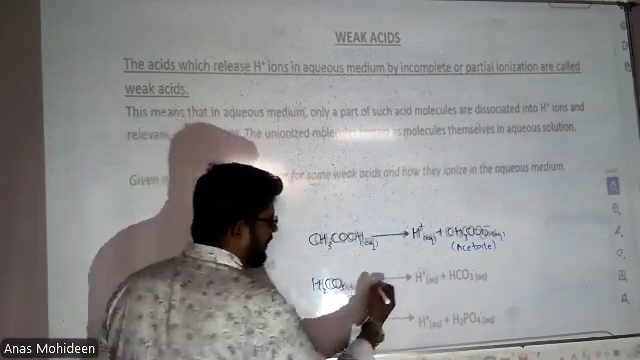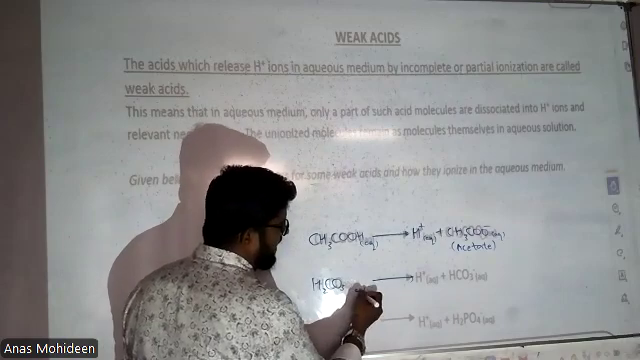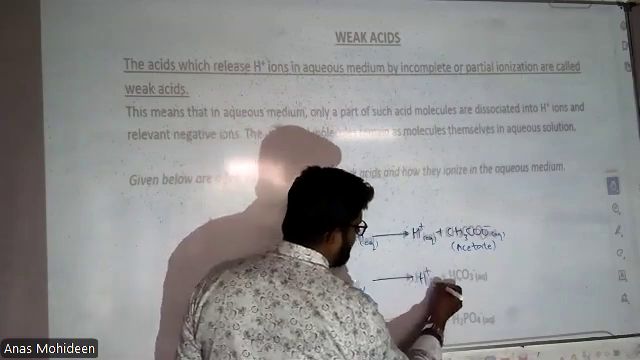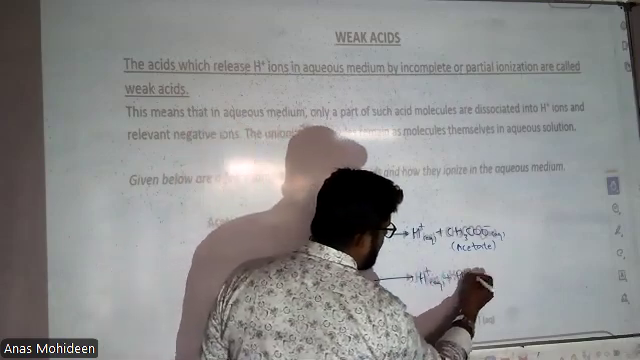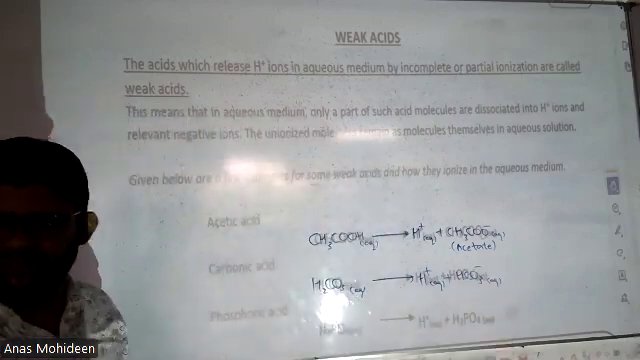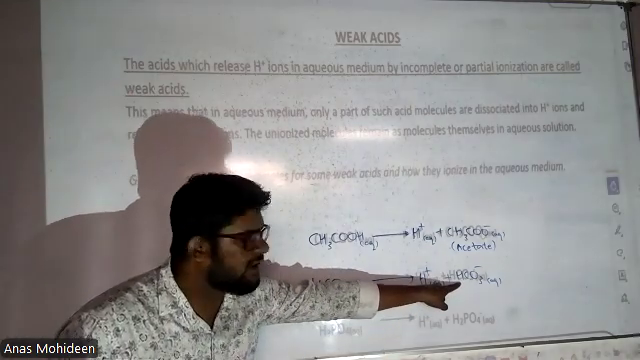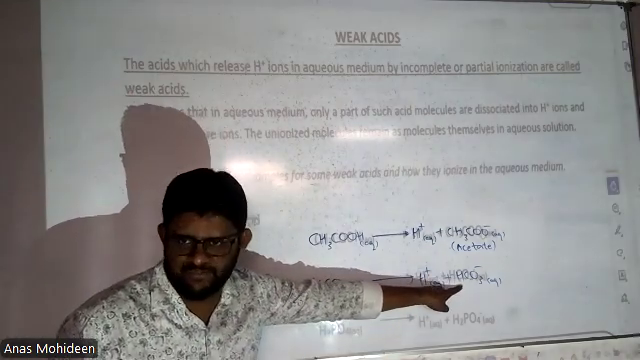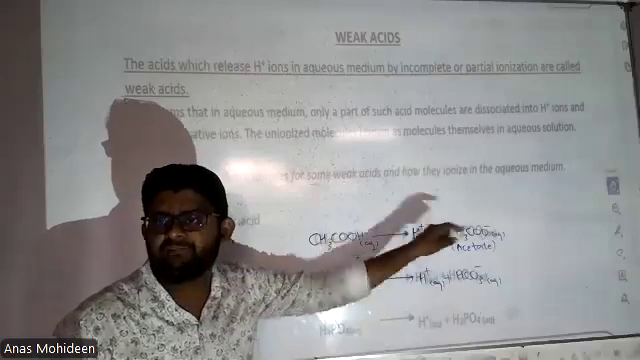Anyhow, it is aqueous. You add it to water. H plus comes out, leaving HCO3 minus. So see here, hydrogen is not completely ionized. Some of them are still there. So it is a weak acid.